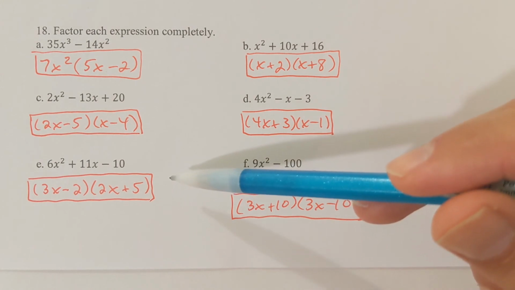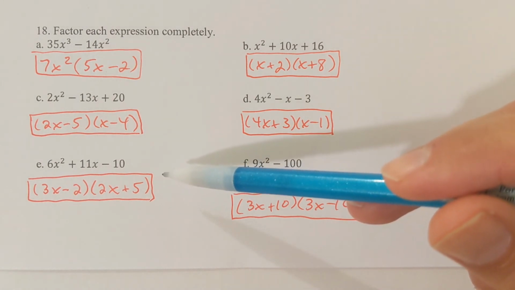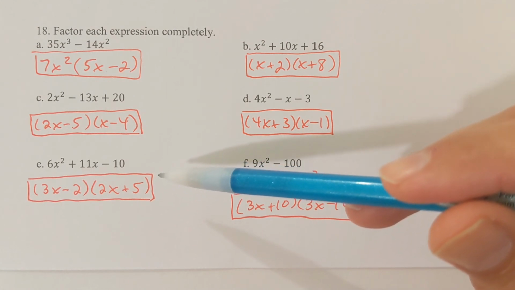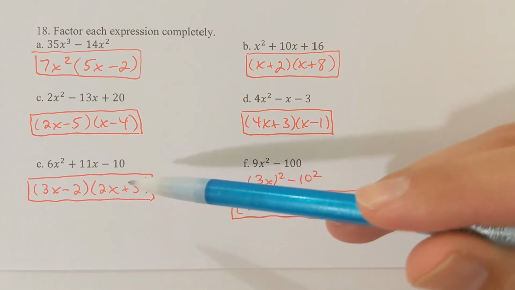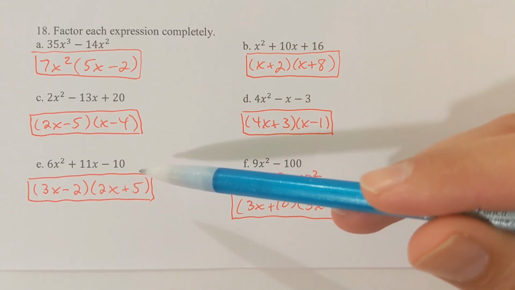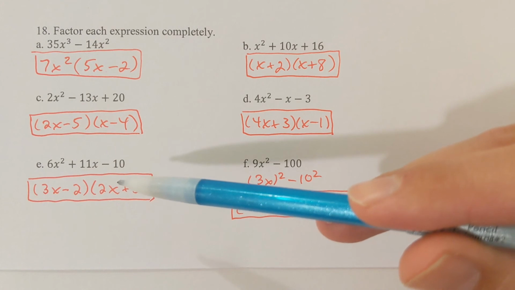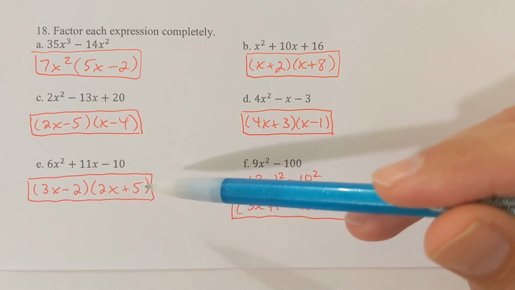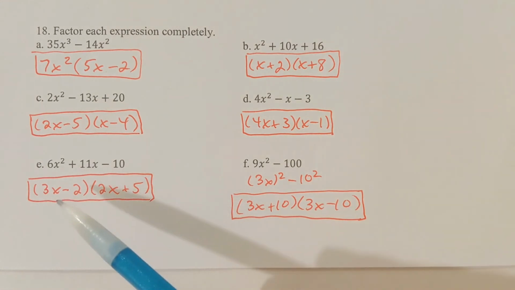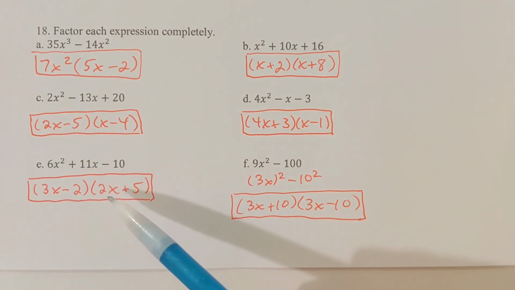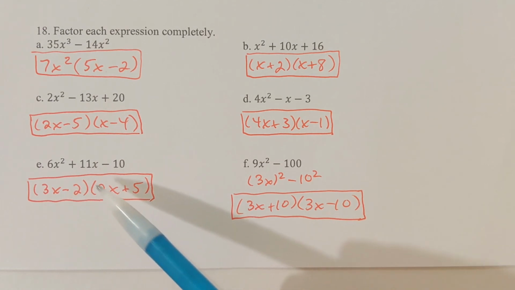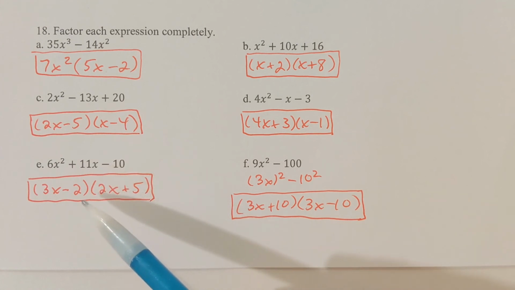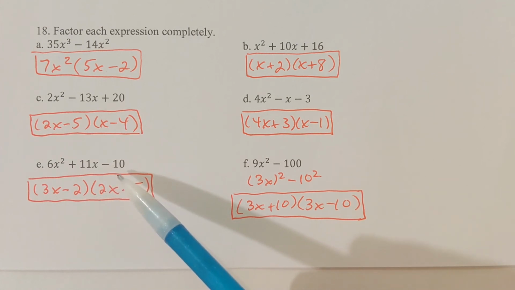6x squared plus 11x minus 10. When I factor that, I'd try 6x and x, and that is not going to do it. 10 and 1 is not going to do it. 3x and 2x and 2 and 5 should work out for me. Check it out. If I take 3x times 2x, that gives me 6x squared. And then I'm looking at 15x minus 4x gives me 11x. Negative 2 times 5 is negative 10.